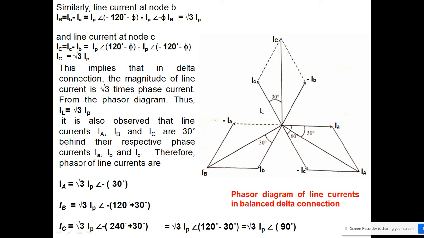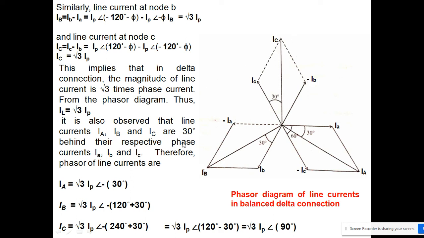So in all three cases, what I am getting is that in the delta connection, the magnitude of line current is root 3 times the phase current. So we can say line current equals root 3 times phase current. This is the relation here. We can also observe from this phasor diagram the line current in the balanced delta connection with respect to the phase current. So we are taking this one as our phase current and this as our line current. Similarly, here is the phase current and it is the line current.